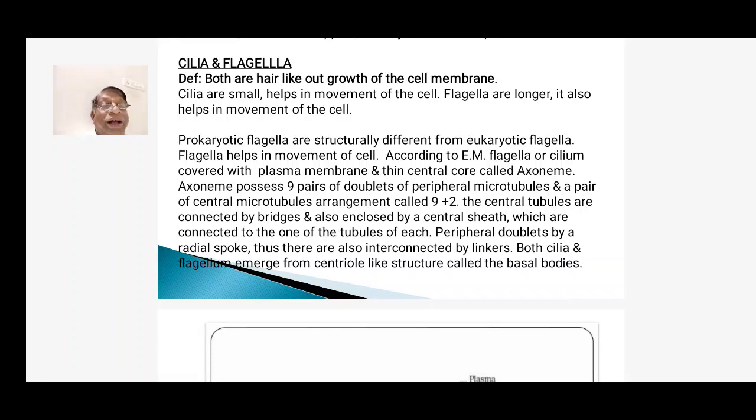Both cilia and flagella emerge from centriole-like structures called the basal bodies. Very important for the NEET or CET examination. That is, cilia and the flagella emerge from the centriole-like structure called the basal bodies.